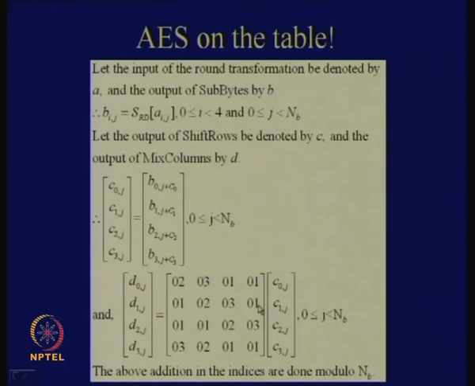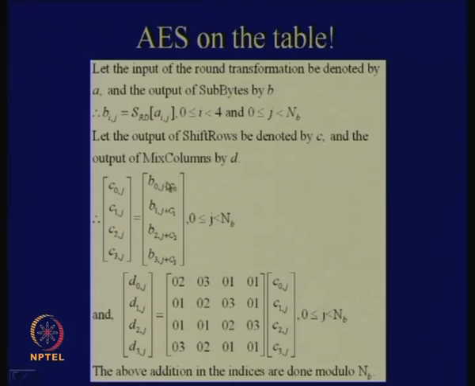So what you do is this: suppose the input of your round transformation is denoted by A and the output of your SubBytes by B. Given the value of A, I look up into the S box, which I denote by S_RD, the S box of the Rijndael algorithm, and I obtain the corresponding output B. Here i, j means the row index and the column index of your matrix. Your row index runs from 0 to 3, whereas your column index runs from 0 to Nb minus 1. And you obtain your S box output.